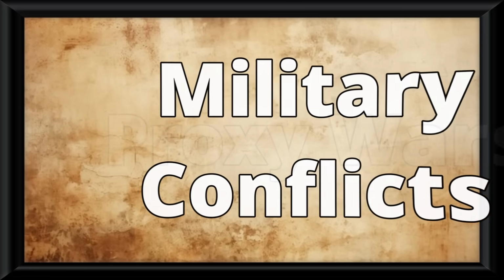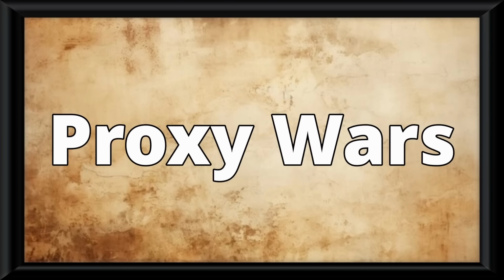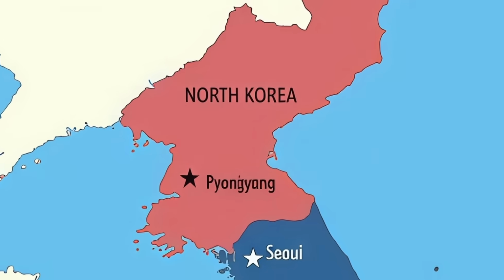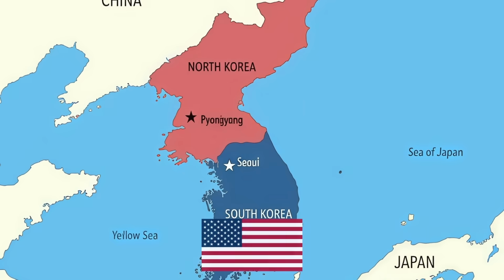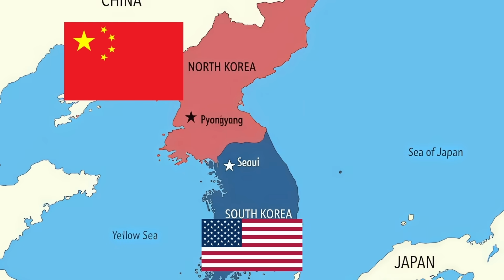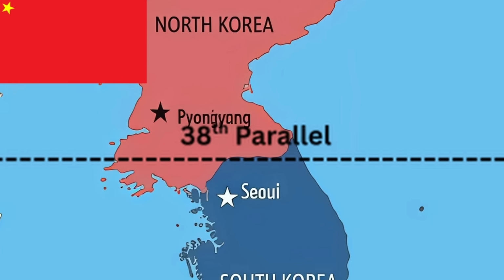Finally, the last thing here will be military conflicts. This is where we see proxy wars like the Korean War, and looking at this, basically North Korea is communist and wants to invade the democratic South Korea. The US will ally with the South, the communist China will ally with the North, and the war happens, and after 3 years it will end in a draw. Cool.